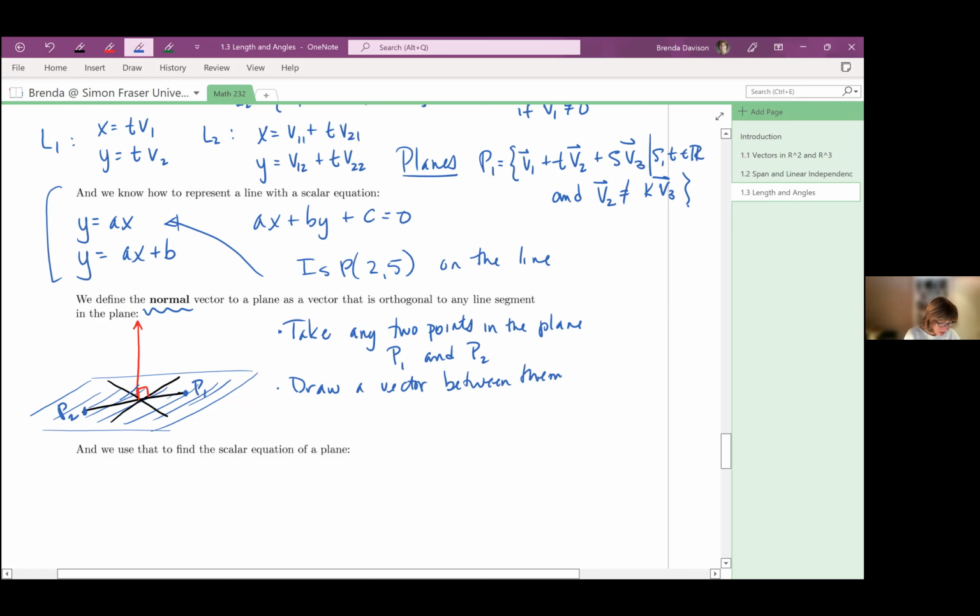Draw a vector between them. I'm going to call that vector V, and that is going to be P1 minus P2. You're simply drawing a vector between those two points. We think of them as the terminal point of some vector, and then we draw the vector joining them. So I've now managed to draw P2 minus P1 here, right there.